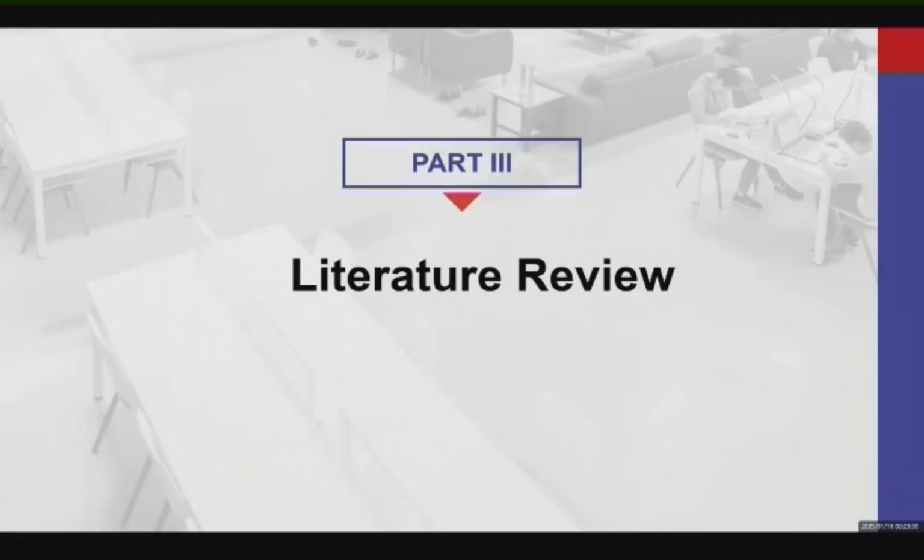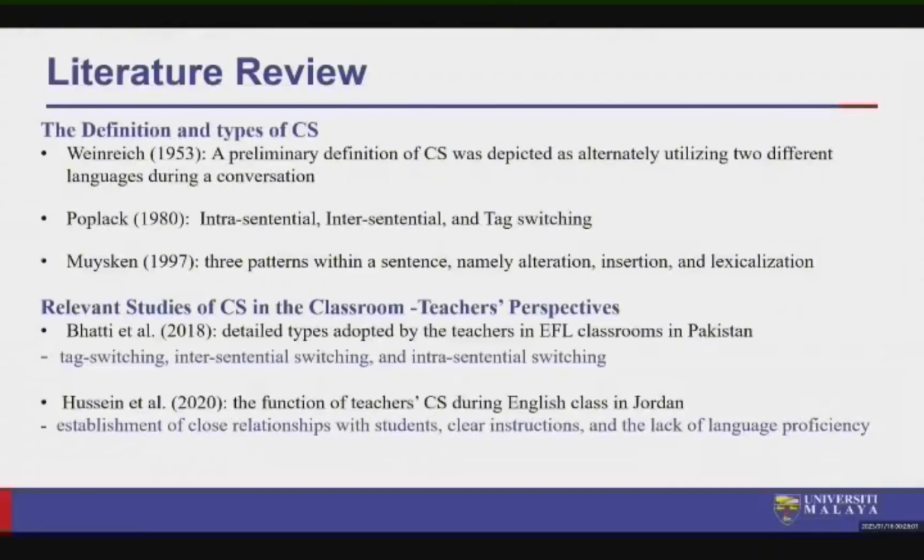Next, let's move to the literature review part. Wainwright, 1953, gave a preliminary definition of code switching, which was depicted as alternately utilizing two different languages during a conversation. Poplack proposed three main types, and Muysken 1997 defined three patterns of code switching within a sentence, namely alternation, insertion, and lexicalization.